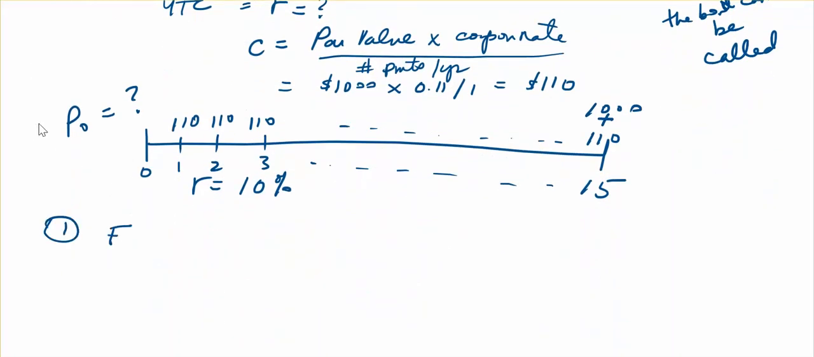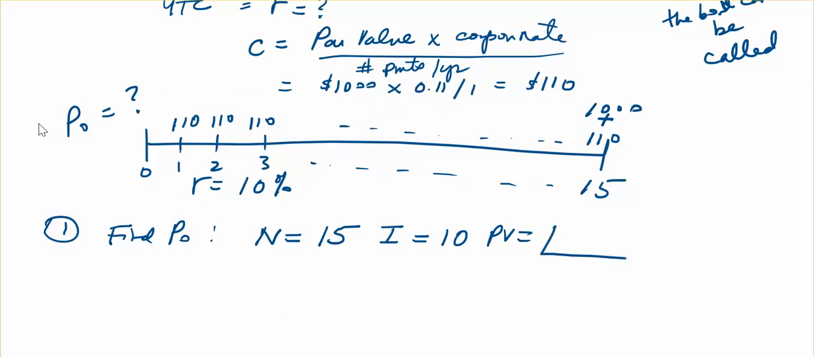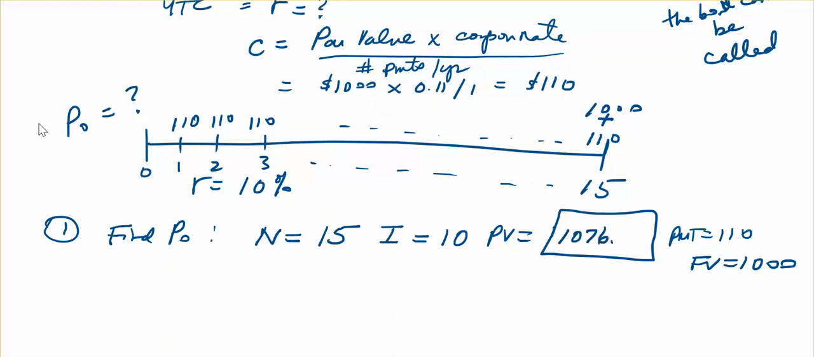So first, let's find P0. So held to maturity, which would be 15 years, the interest rate's 10%. We're solving for price. The payment is 110, the FV is 1,000. So that part's not new. I get 1076.0608.